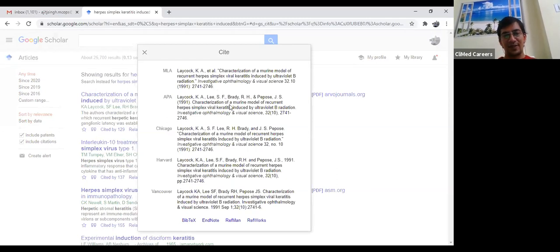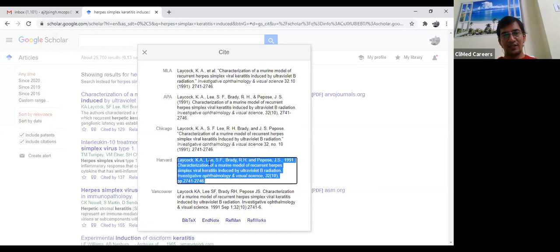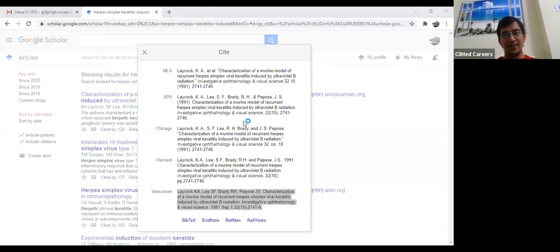Every format is coming here: MLA style, APA style, Chicago style, Harvard style, Vancouver style. And you can even directly download to EndNote, RefMan or RefWorks. You can directly cite from here, from Google Scholar, right? Just copy and you can paste it anywhere. It will come in the same style, whatever you want.